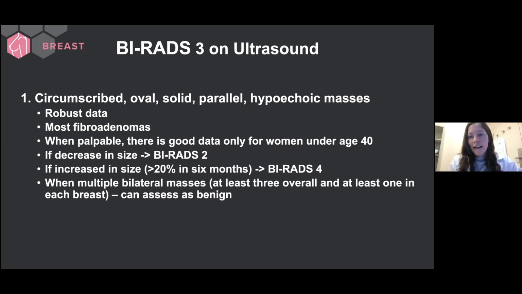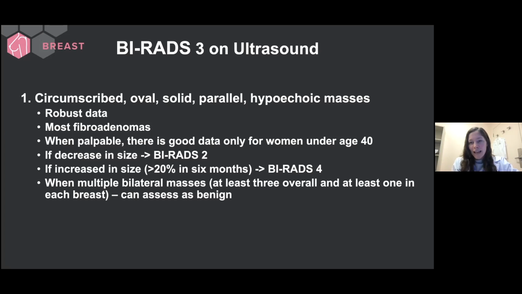As with any finding in BI-RADS 3, we want to make sure we're assessing it at the 6-month period to look for changes, and that's especially true for masses. And one of the main things we're looking at for these is a change in size. So if a mass decreases in size, we're going to feel really confident that it's not a cancer, and we could change that BI-RADS 3 to a BI-RADS 2. However, if it increases in size, and when we say increase, we use a 20% cutoff at 6 months, then we're going to want to do a biopsy.